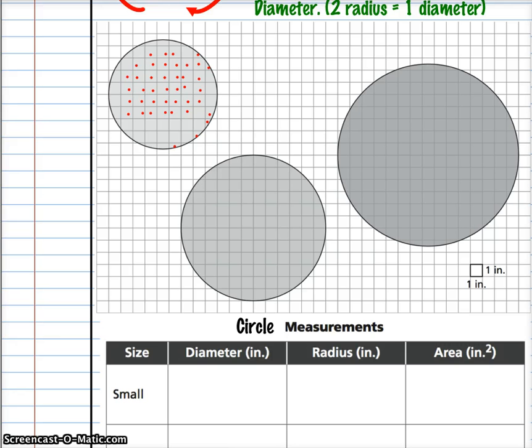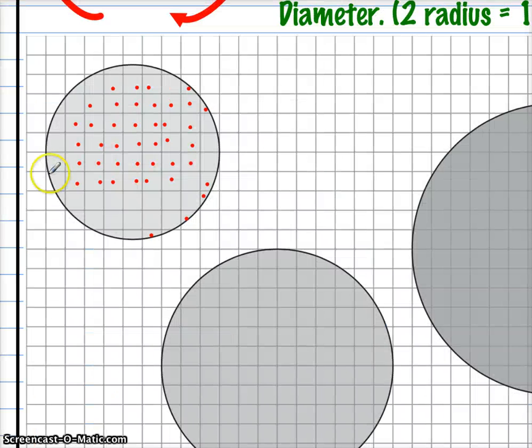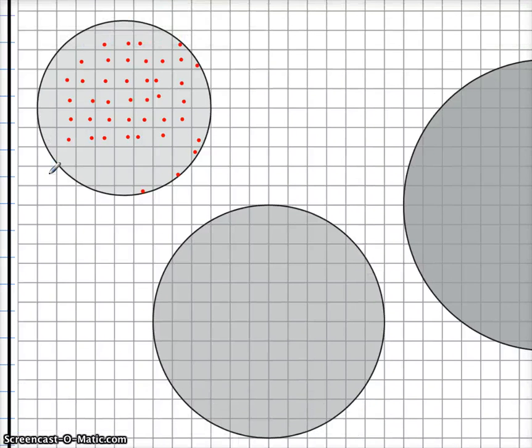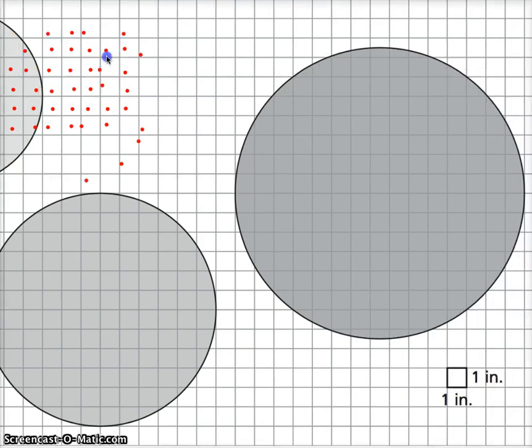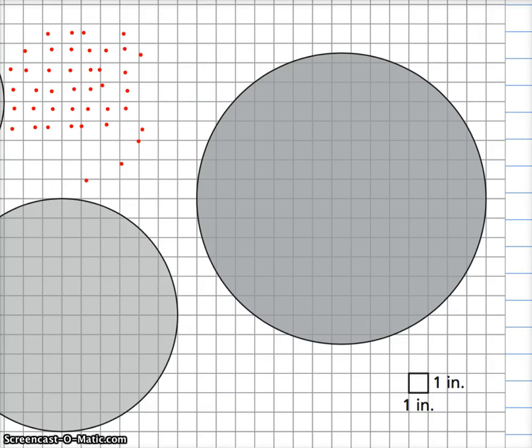Again, I'm going to zoom back into these so you can freeze the video. Okay, so there's the small one and the medium one. You can go ahead and freeze those two in place. And here's the large circle. There's a large circle. Go ahead and freeze that in place so that way you can count how many squares you see. Okay.